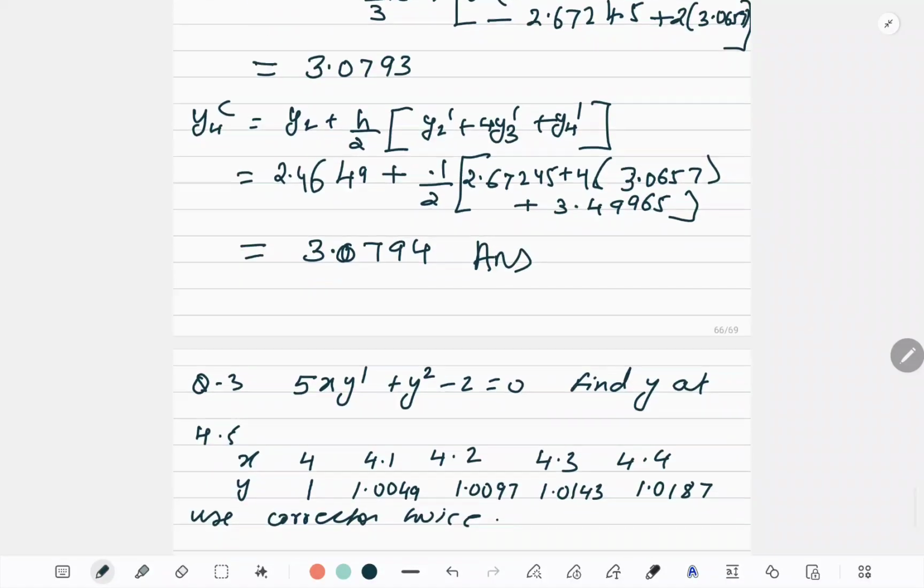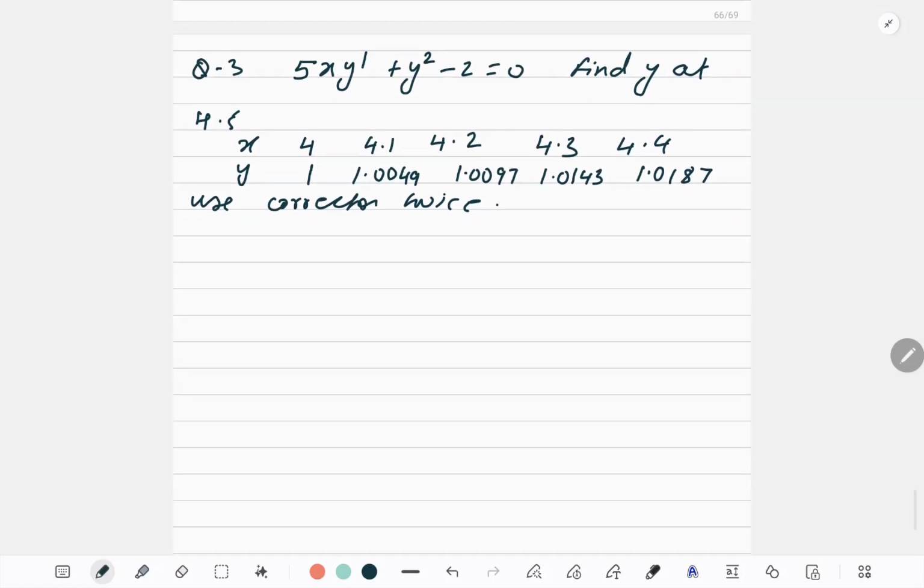Now let's move to the next question. I suggest all of you pause the video and do it yourself, then play the video and check whether all your values are correct. I'll write down the solution. From here, you first frame your differential equation. Y dash is equal to 2 minus y squared upon 5x. So this is my y dash. X and y values they have given. Let me write. X0 is 4.